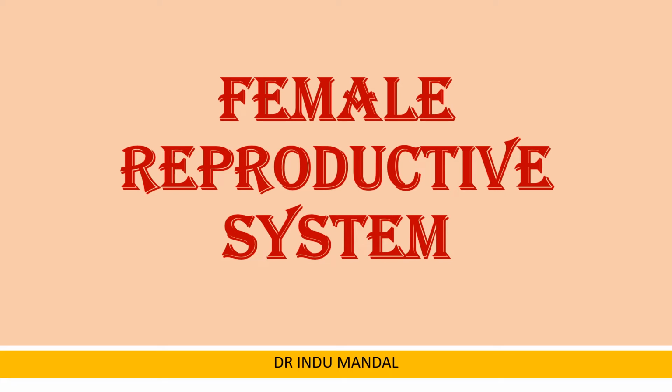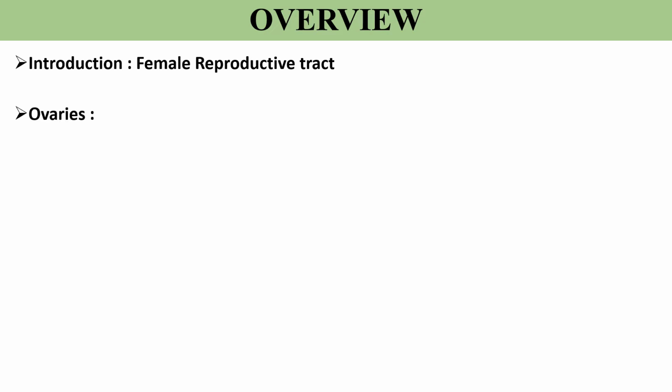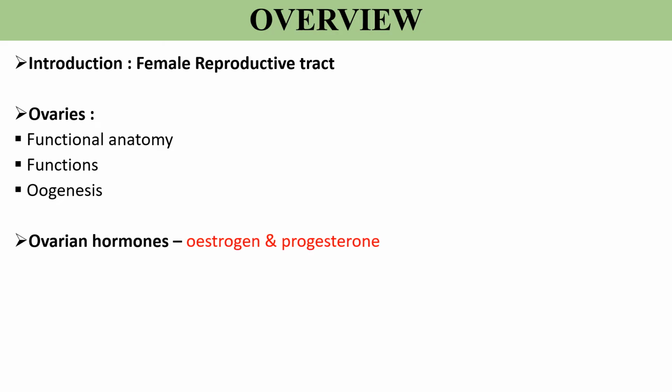Hello students, this online lecture is on the topic female reproductive system. In this lecture, I will discuss about the basic anatomy of female reproductive tract, which will include ovaries, its functions, and oogenesis. I will also discuss about the female hormones estrogen and progesterone, then indicators of ovulation, and then details regarding the menstrual cycle. So let us start the session with full concentration and enthusiasm.